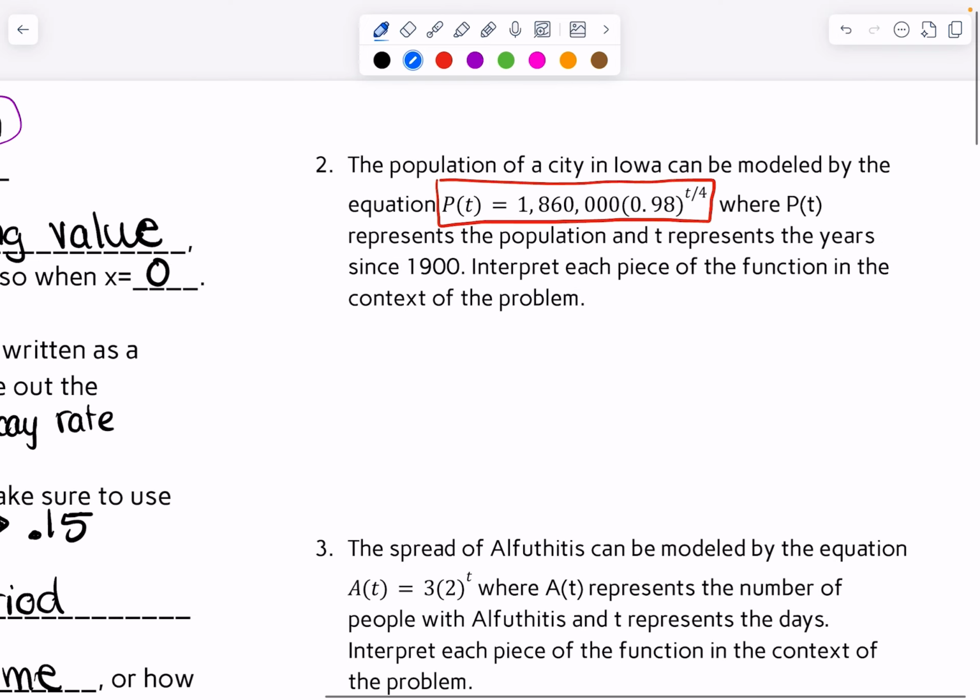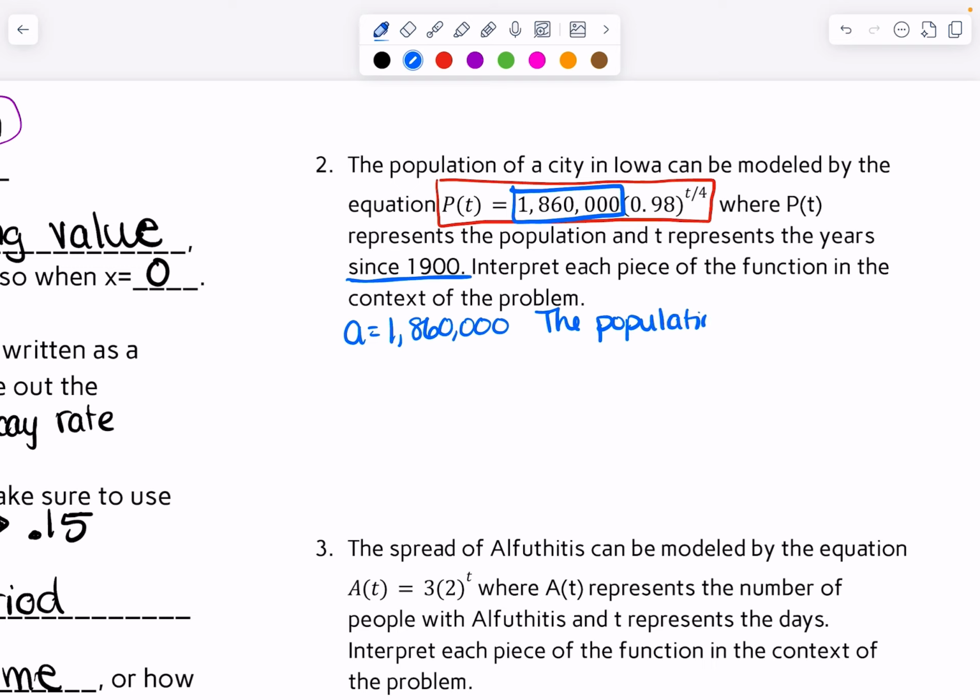Starting with our A, our initial value here, right? So the A is 1,860,000. So how would we interpret that? Well, I see that this says since 1900 here. So the population of this city in Iowa was 1,860,000 in the year 1900, since that's the starting year.